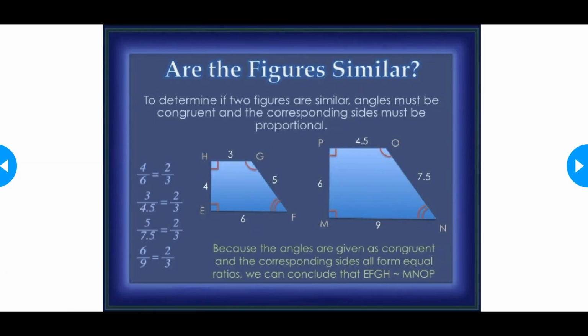So now we've got two figures here, and we want to know, are they similar? To determine if two figures are similar, angles must be congruent and the corresponding sides must be proportional. So they've got all the angles marked that they're congruent, so the first criteria has been met. And then they match up the corresponding sides. And if you notice, all of those reduce down to the same fraction. They all reduce down to 2/3. Because the angles are given as congruent and the corresponding sides all form equal ratios, we can conclude that EFGH is similar to MNOP.